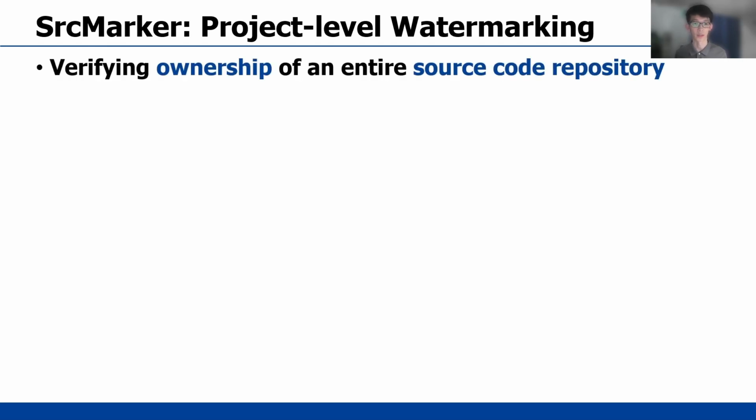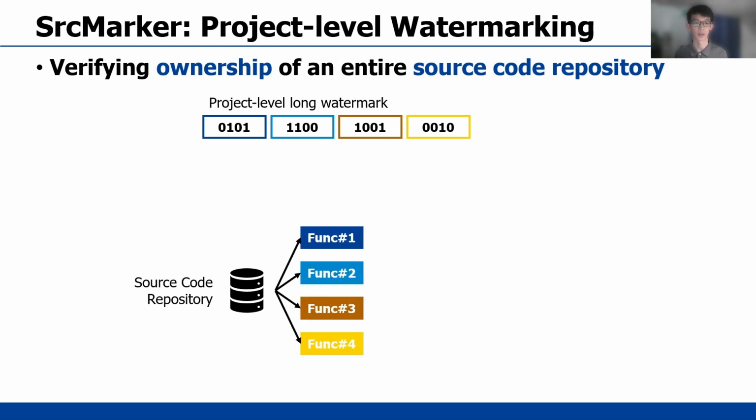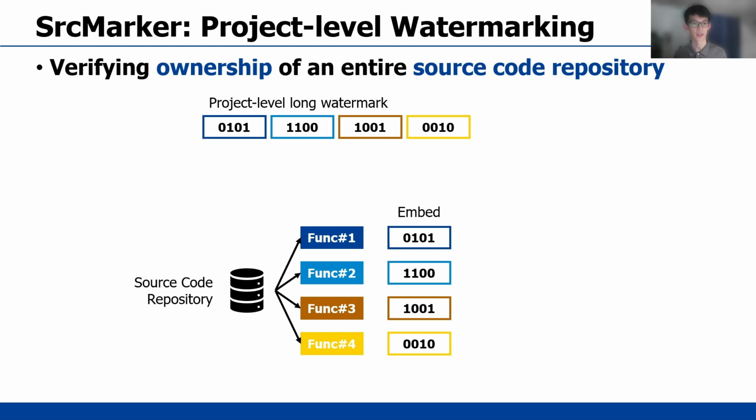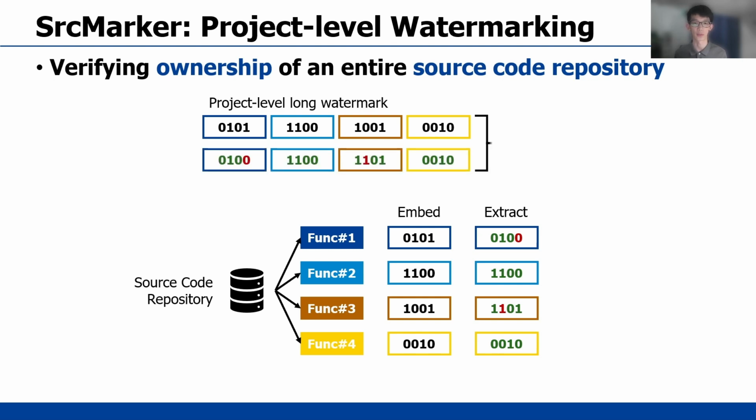Now we move one step further from our function-level watermarking scheme and consider a more practical project-level watermarking setup, where we aim to verify the ownership of an entire source code repository. We can embed a project-level long watermark into a source code repository by decomposing this long watermark into shorter segments and embed one segment into each of the functions within this repository. This project-level watermark could later be verified by extracting the segments and performing a null hypothesis test.